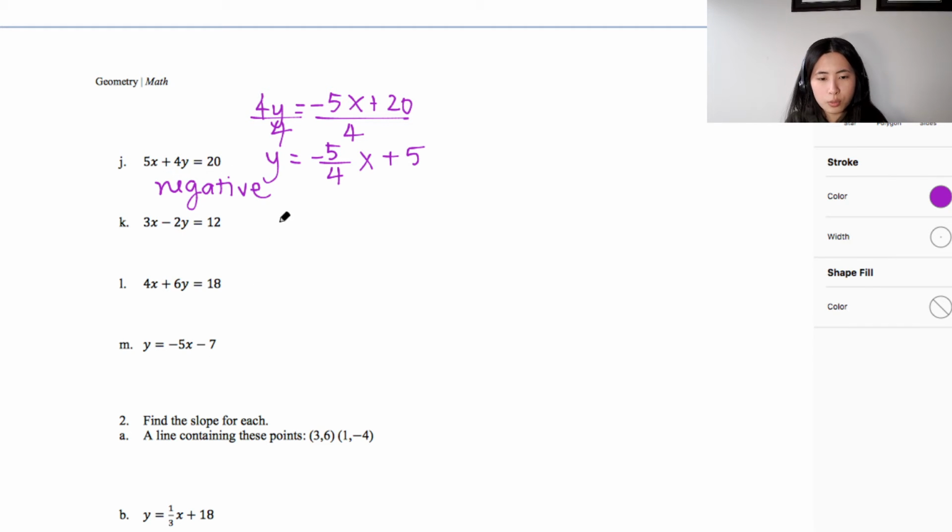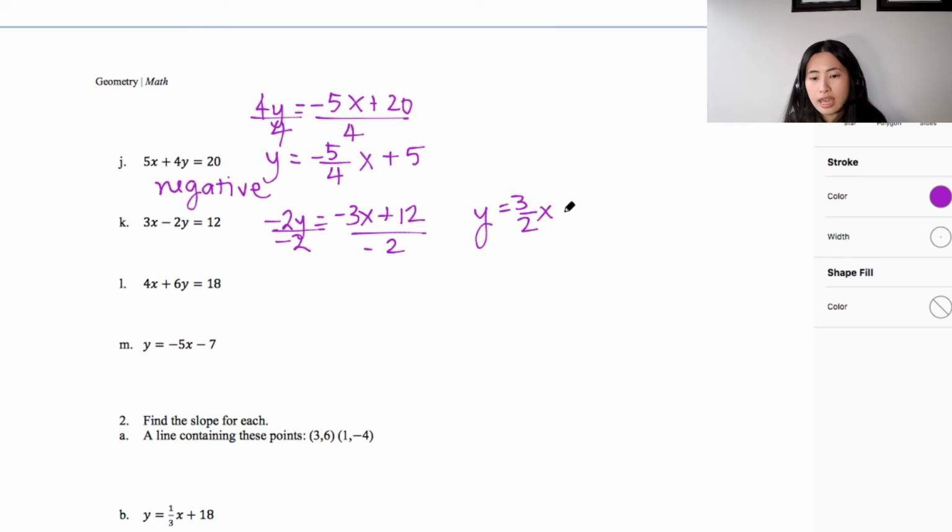For this one, we just have negative 2y is equal to negative 3x plus 12, dividing both sides by negative 2. You get y is equal to 3 over 2x. Now it's positive, right? Because negative 3 divided by negative 2 is positive 3 over 2. And finally, 12 divided by negative 2 is negative 6. And this is 3 over 2, so this is positive.